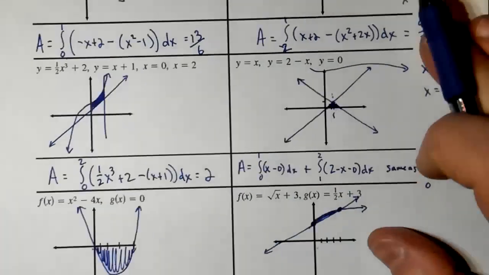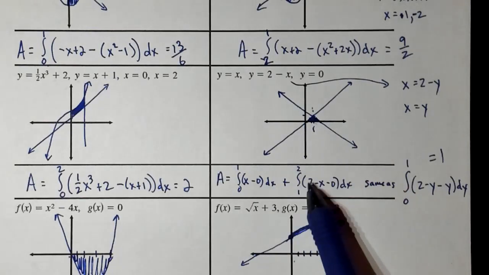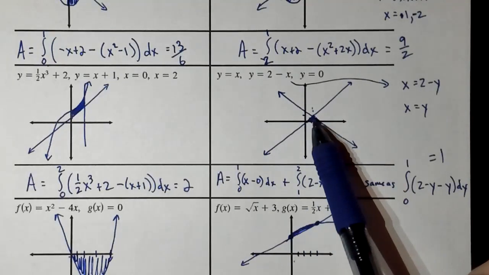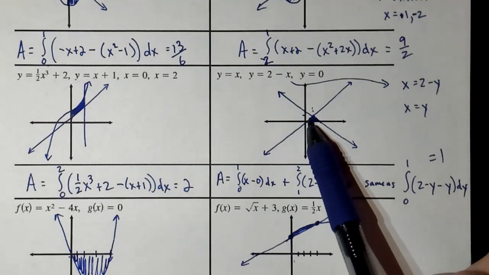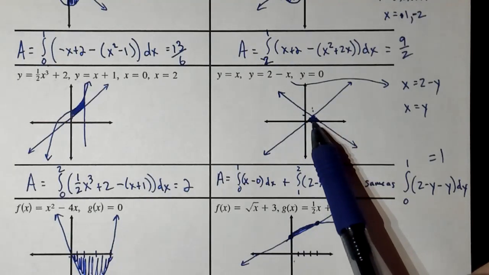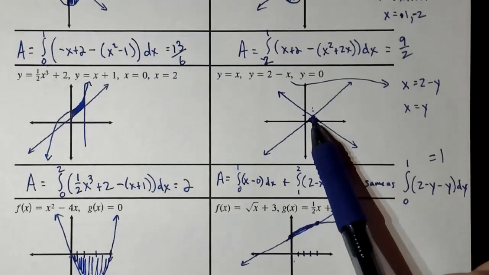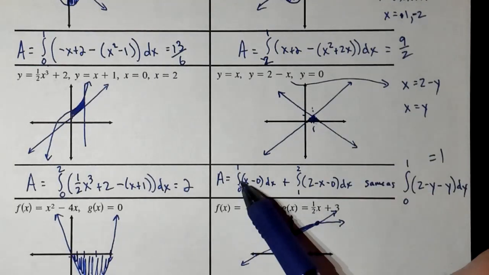This scenario is a little bit different. If we're in terms of x, we need two separate integrals. Reason being is from 0 to 1, we have a different top function than we do from 1 to 2. So since we have different top functions, we can't just do the absolute value. We would have to set up, top minus bottom from 0 to 1.